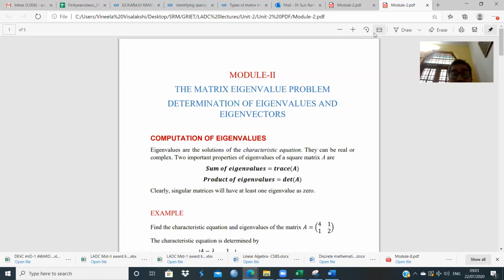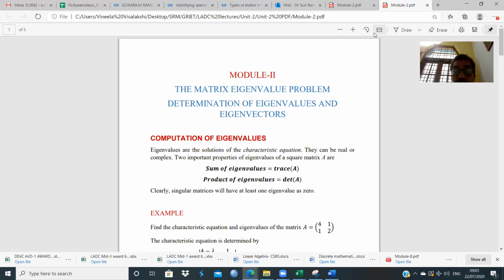Now, eigenvalues are the solutions of the characteristic equation. So they can be real or complex, but two important properties will be required to be satisfied by the eigenvalues. The sum of the eigenvalues must tally with the trace of the matrix, and the product of the eigenvalues should be equal to the determinant of the matrix. Obviously, when we take a singular matrix, the determinant is 0, the product of eigenvalues will be 0, which means at least one of the eigenvalues will be 0 for a singular matrix.